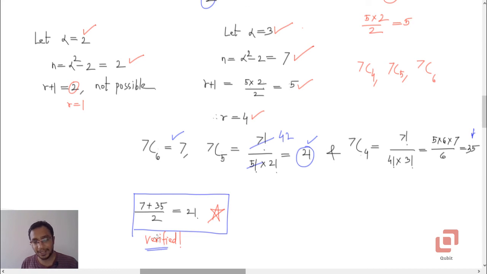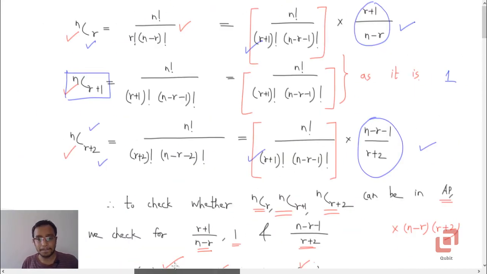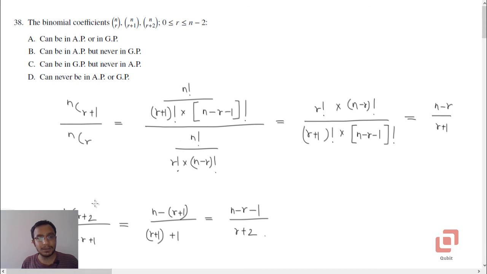So which option is correct? You cannot have them in GP, but you can have them in AP. So they can be in AP but can never be in GP, so the correct option to question 38 is B. According to me, in this particular PDF, the 38th question is the lengthiest, provided you don't know any quick example to determine that they can be in AP.